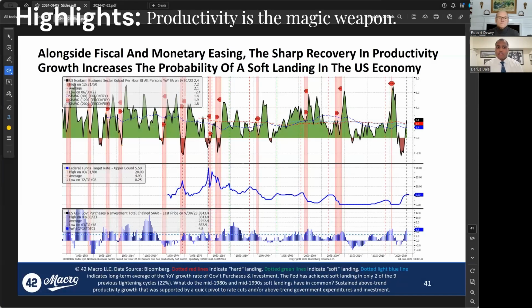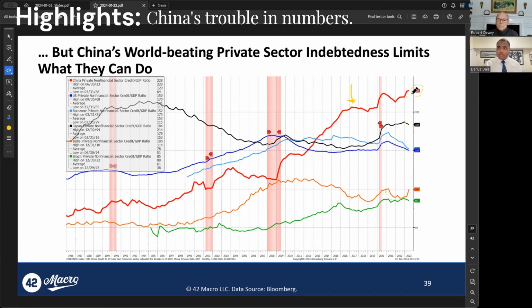One of the things that caused us to make that initial determination in late October and early November was the bounce that we saw in productivity, because we understood at the time that it's going to force people into the soft landing camp. See, at 228% of GDP, Chinese private non-financial sector debt is as high as it is in the world across all of these major economies.